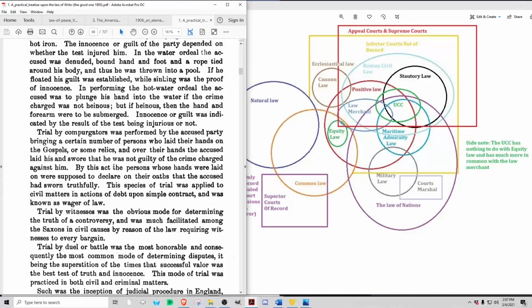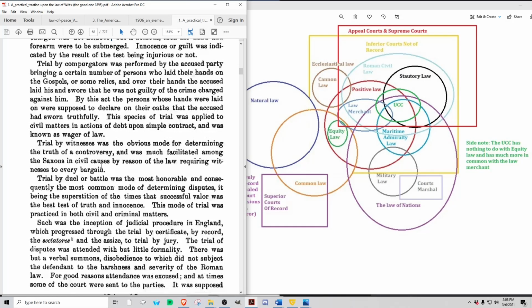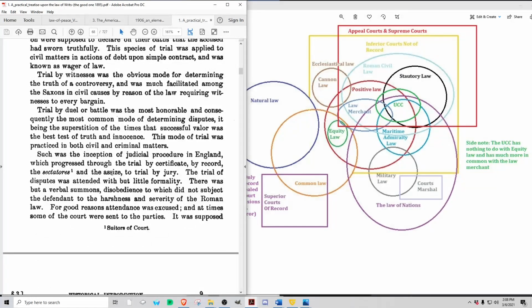This species of trial was applied to civil matters in actions of debt upon civil contracts and was known as wager of law. Trial by witness was the obvious mode for determining the truth of a controversy and was much facilitated among the Saxons in civil cases by reason of the law requiring a witness to every bargain.